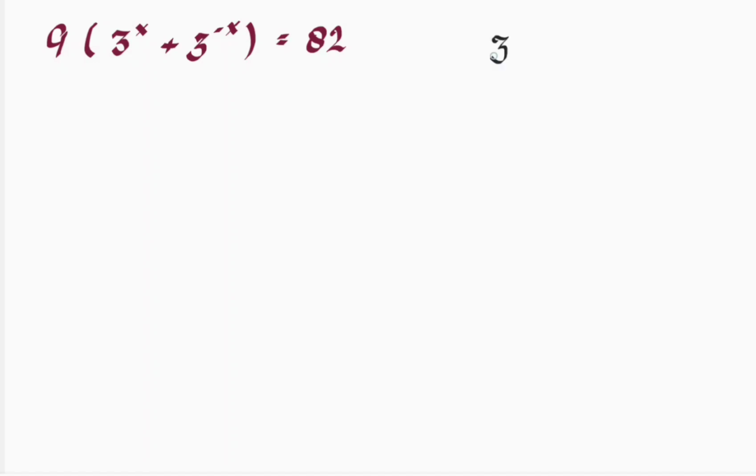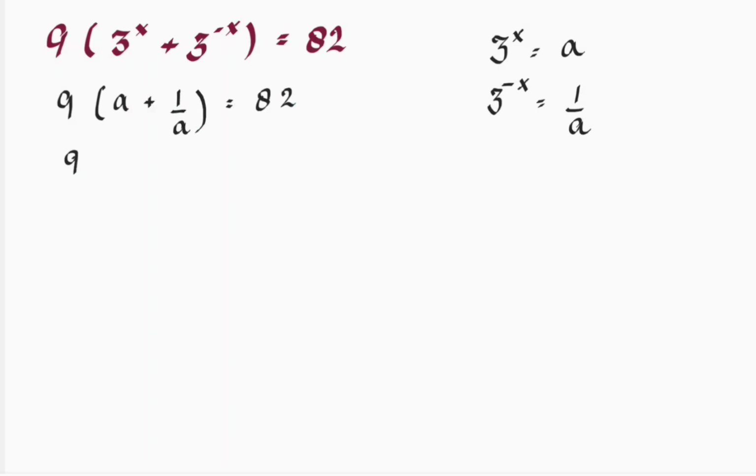Let's start by taking 3 raised to the power x as a. Therefore, 3 raised to the power minus x becomes 1 by a. 9a plus 1 by a is equal to 82. Let's take a in the denominator. a square plus 1 equals 82.